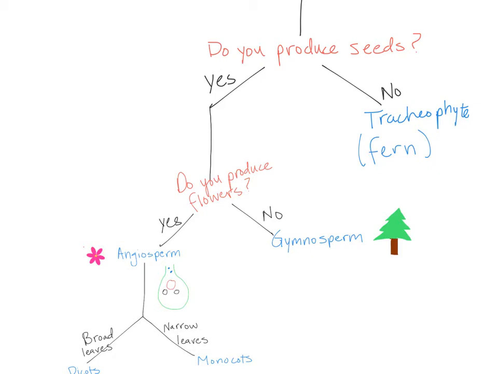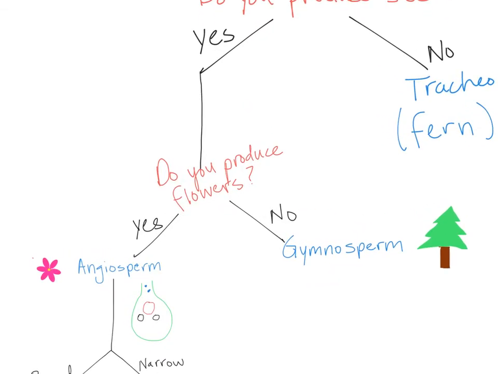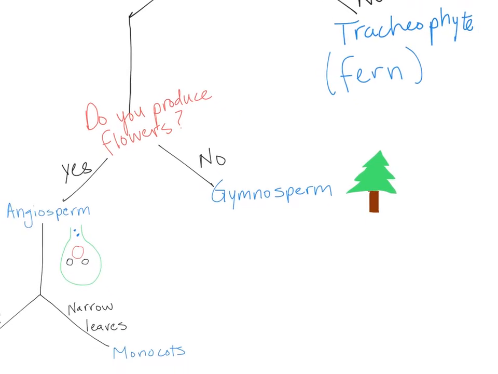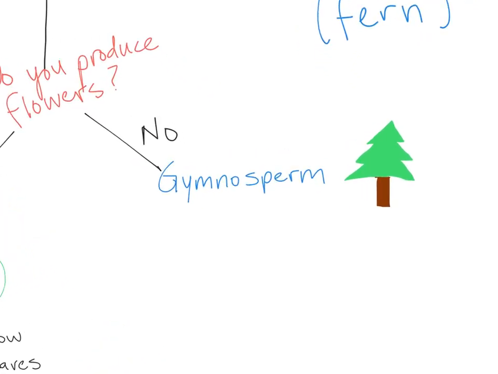If you do produce seeds, the next question we need to ask is, do you produce flowers? So if you do not produce flowers, you're a gymnosperm. If you do, you're an angiosperm. You're probably already familiar with those two terms just because these are pretty common. The most common gymnosperm you'll need to know are just coniferous trees. So I've drawn a pine tree over here.